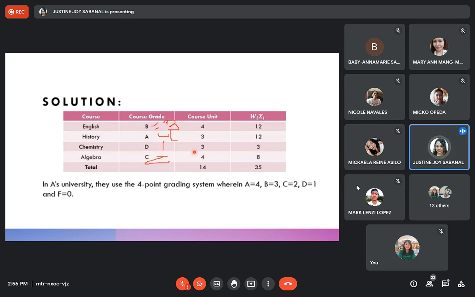So, 3 times 4 is 12. 4 times 3 is also 12. 1 times 3 is 3. And 2 times 4 is 8. So, to compute for the sum of w sub i x sub i, we have 35. For the sum of w sub i, yung weight po na course unit, total units enrolled is 14. So, now the general weighted average of A is 2.5.